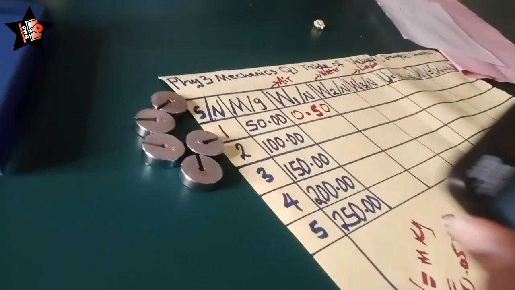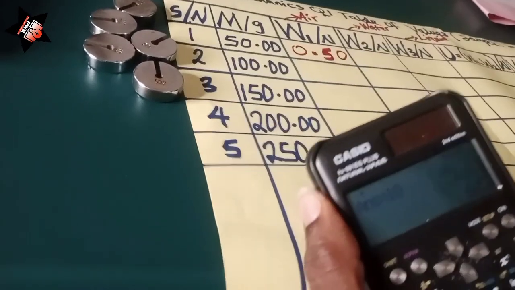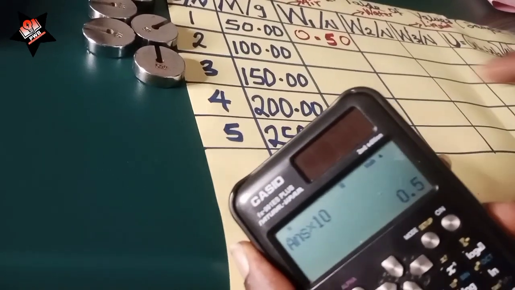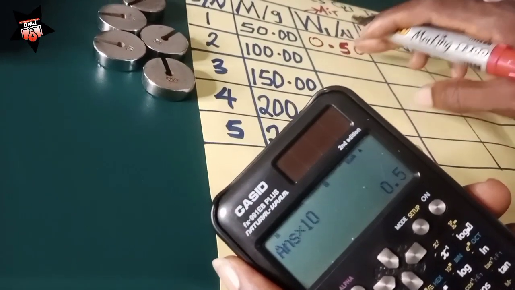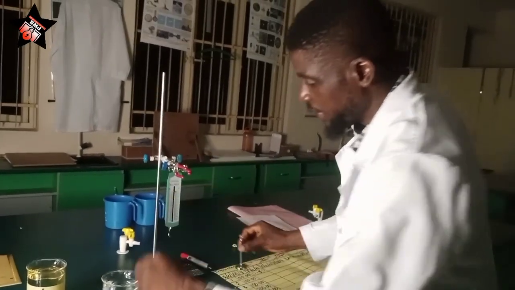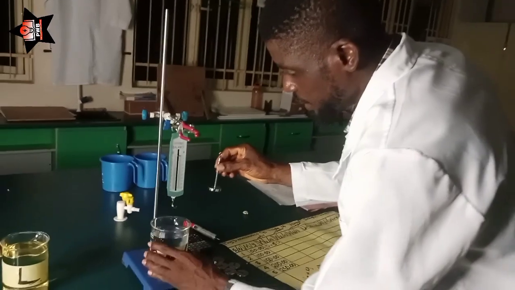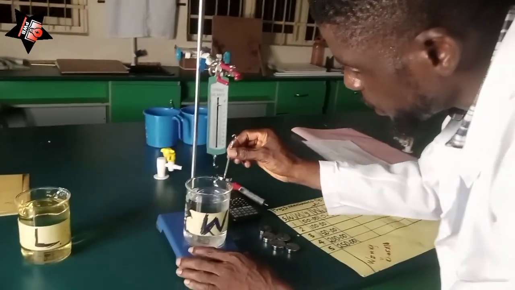You see, I did not record 0.5 the way I have it in the calculator here. I record 0.50. Let us find the weight of this object in water. So I'm going to place this stuff here and lower it gently in this water.